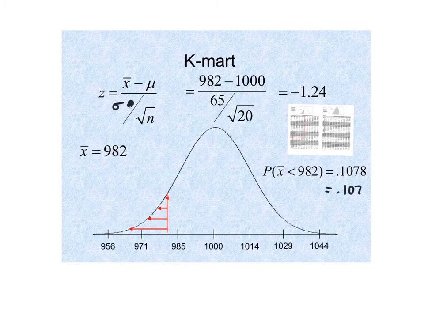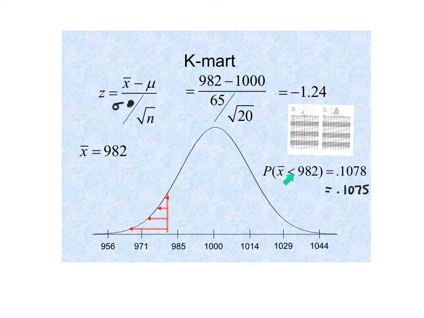So this is 10.1075. This is from the table, or from the calculator, however you choose to get it. Then we have the distribution here, where the mean, the average lifespan of the light bulb, is 1,000. Then we're adding and subtracting, not 65, but 65 over the square root of 20. And then we look for where 982 is.